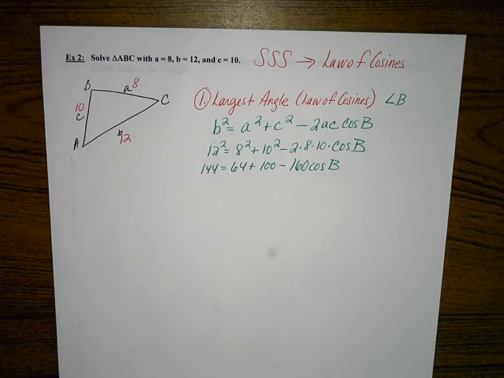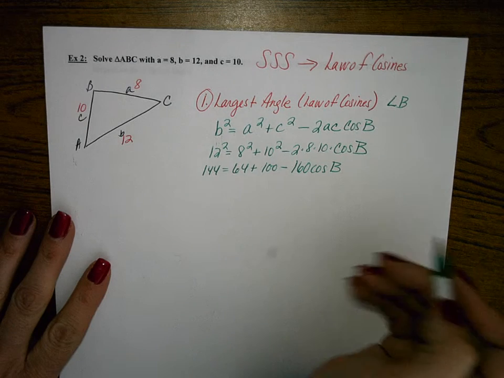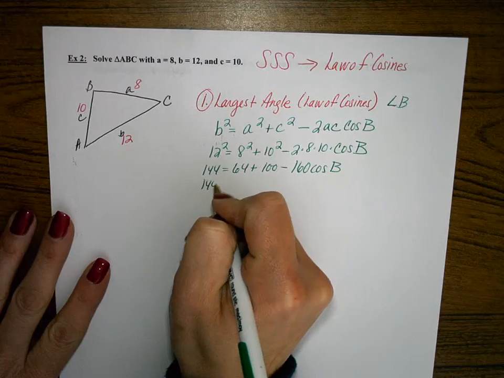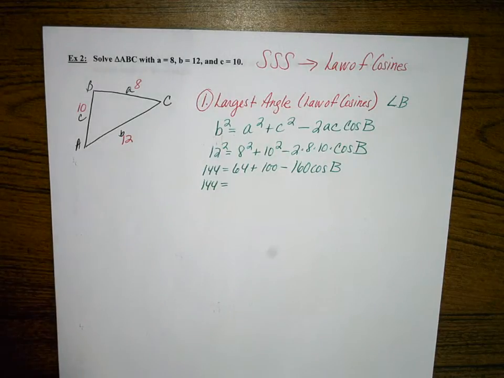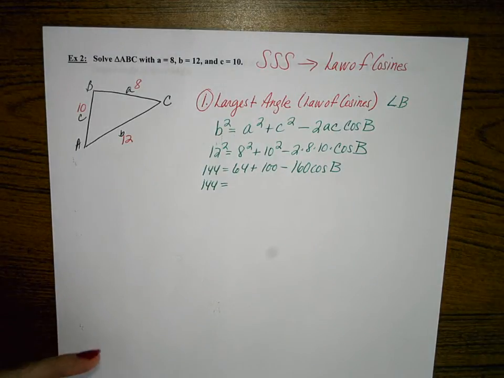Does someone have a suggestion on what we're going to do next from this point? Where will I take it from here? All right, I need to get cosine of B by itself. Now, is there anything that I can put together? 144 is obviously by itself, equal to, what about that right-hand side? Can I simplify anything there?